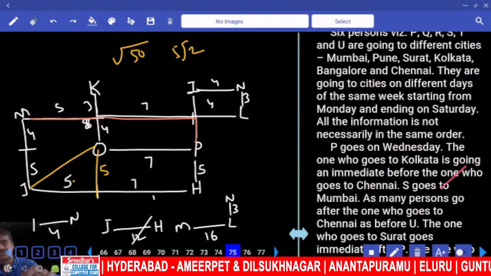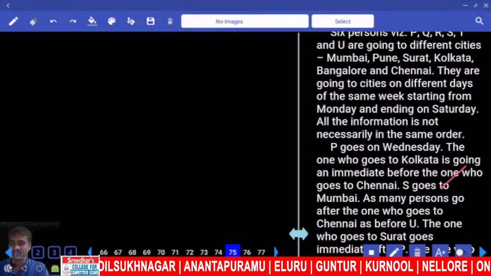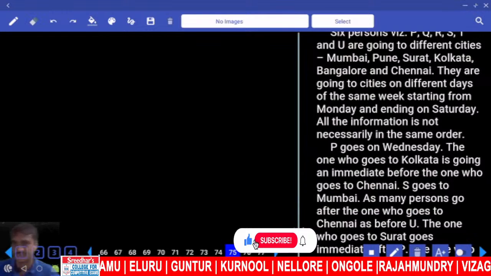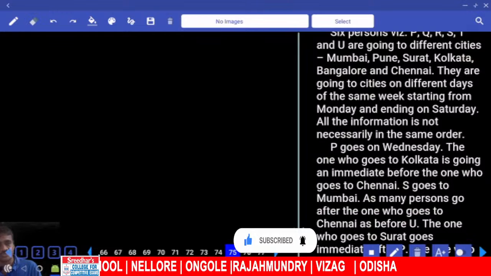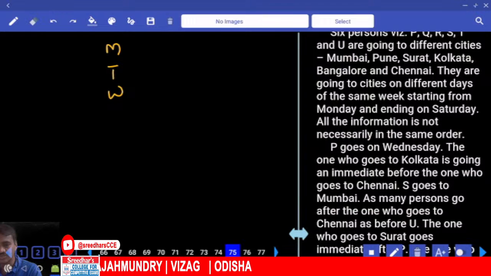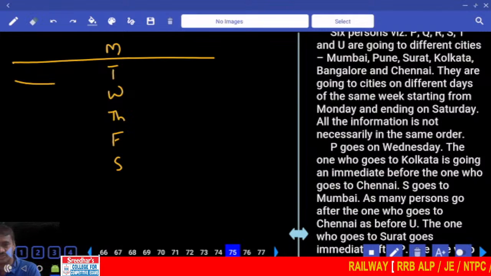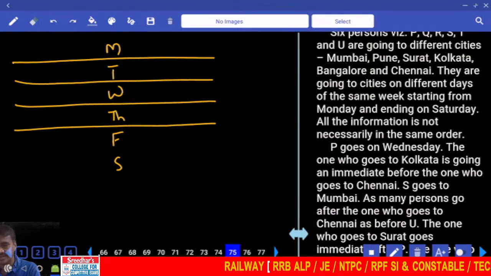Then 75. Now 75 onwards, first or the second priority. This is second priority because a parameter is also added along with the persons. Hence definitely under the second priority. Now here how many persons are there? Only 6 persons. And 6 days, Monday, Tuesday, Wednesday, Thursday, Friday and Saturday. Monday to Saturday, and 6 persons, P, Q, R, S, T and U, who have Monday to Saturday. Then coming to condition number 1.